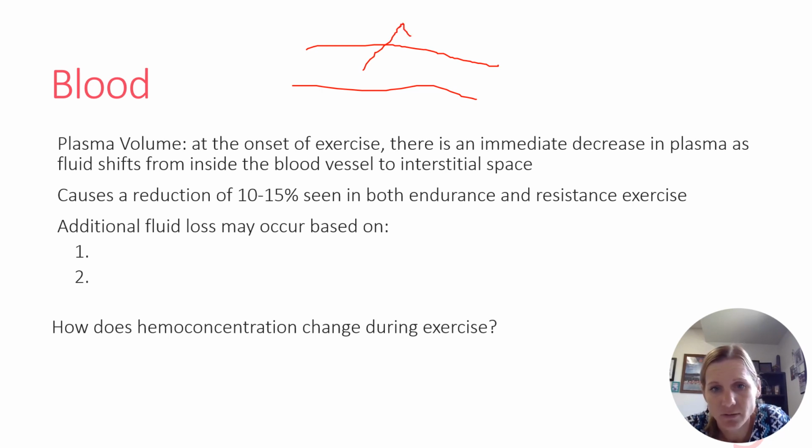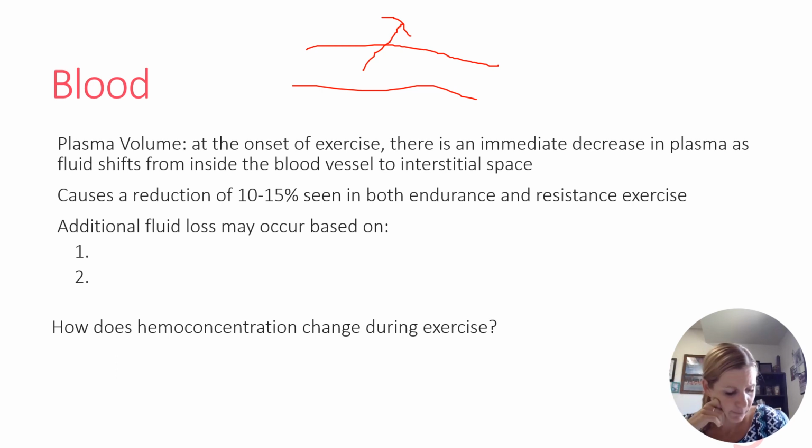I like doing these little drawings on here. Into the interstitial space, which is like no man's land in my opinion. It's just outside of the blood, but it's not in a cell or anything like that. So we'll see this plasma shift from inside the blood to the interstitial space because of this increase in pressure. Okay, so that's cool. This will cause a reduction of 10 to 15% of blood volume during the onset of exercise, both endurance and resistance training, because we'll experience blood pressure changes in both.